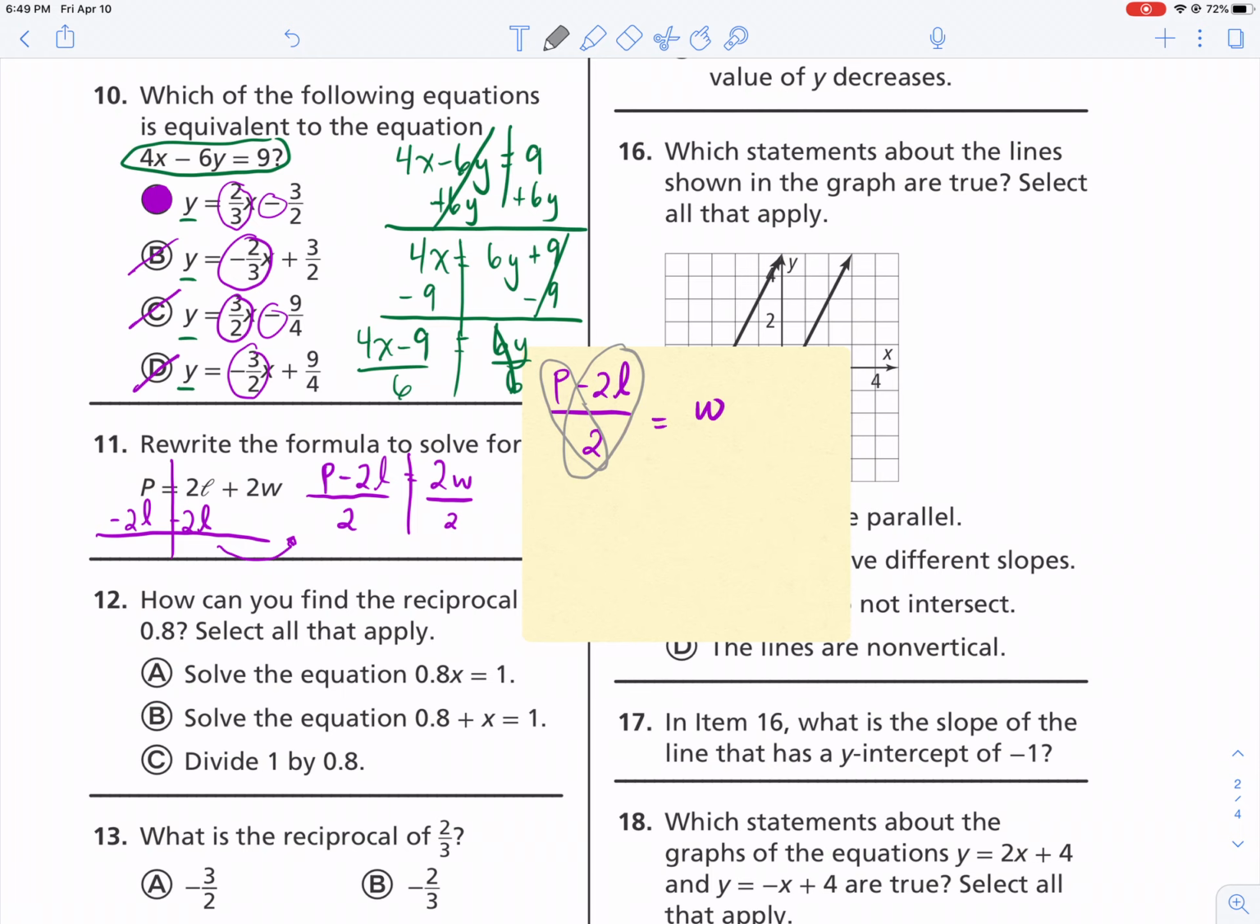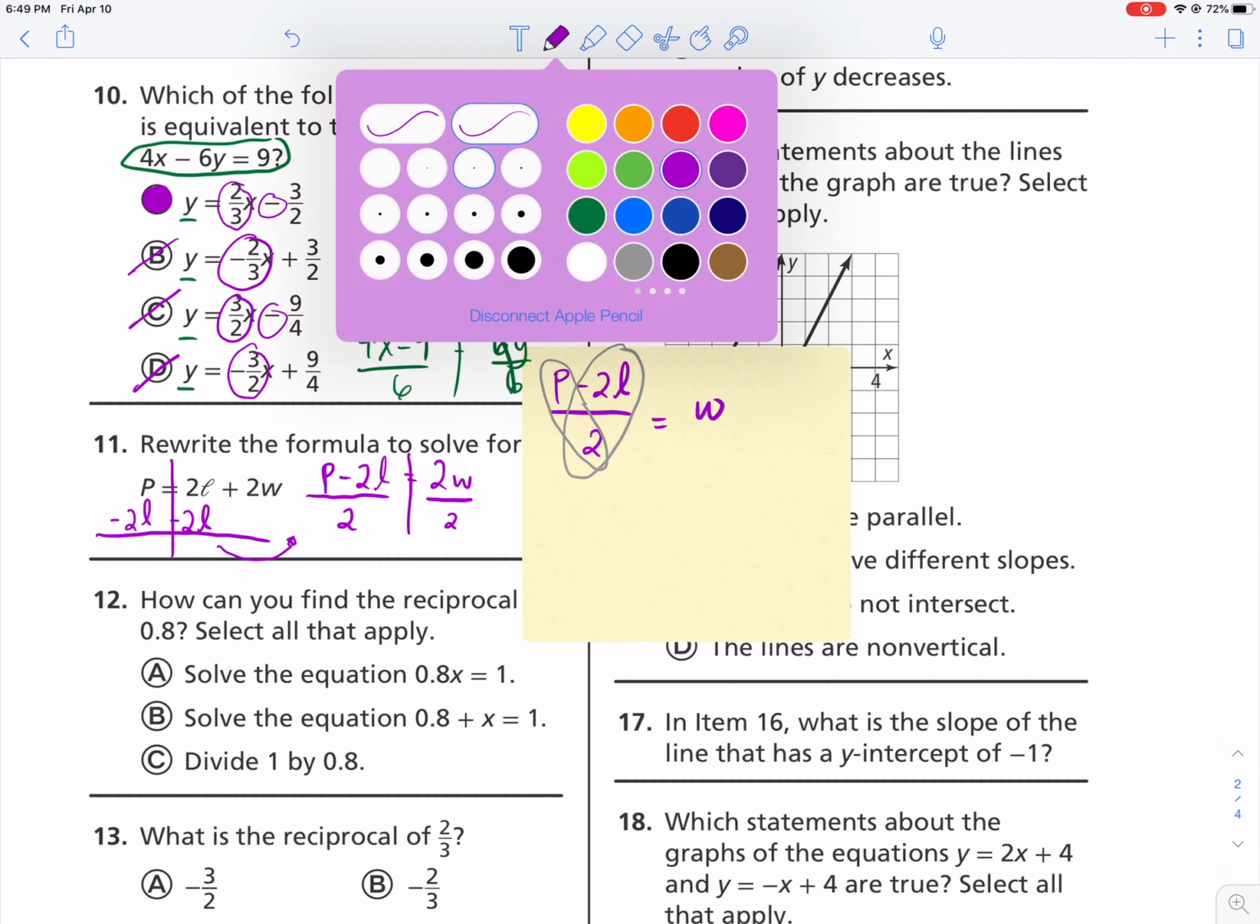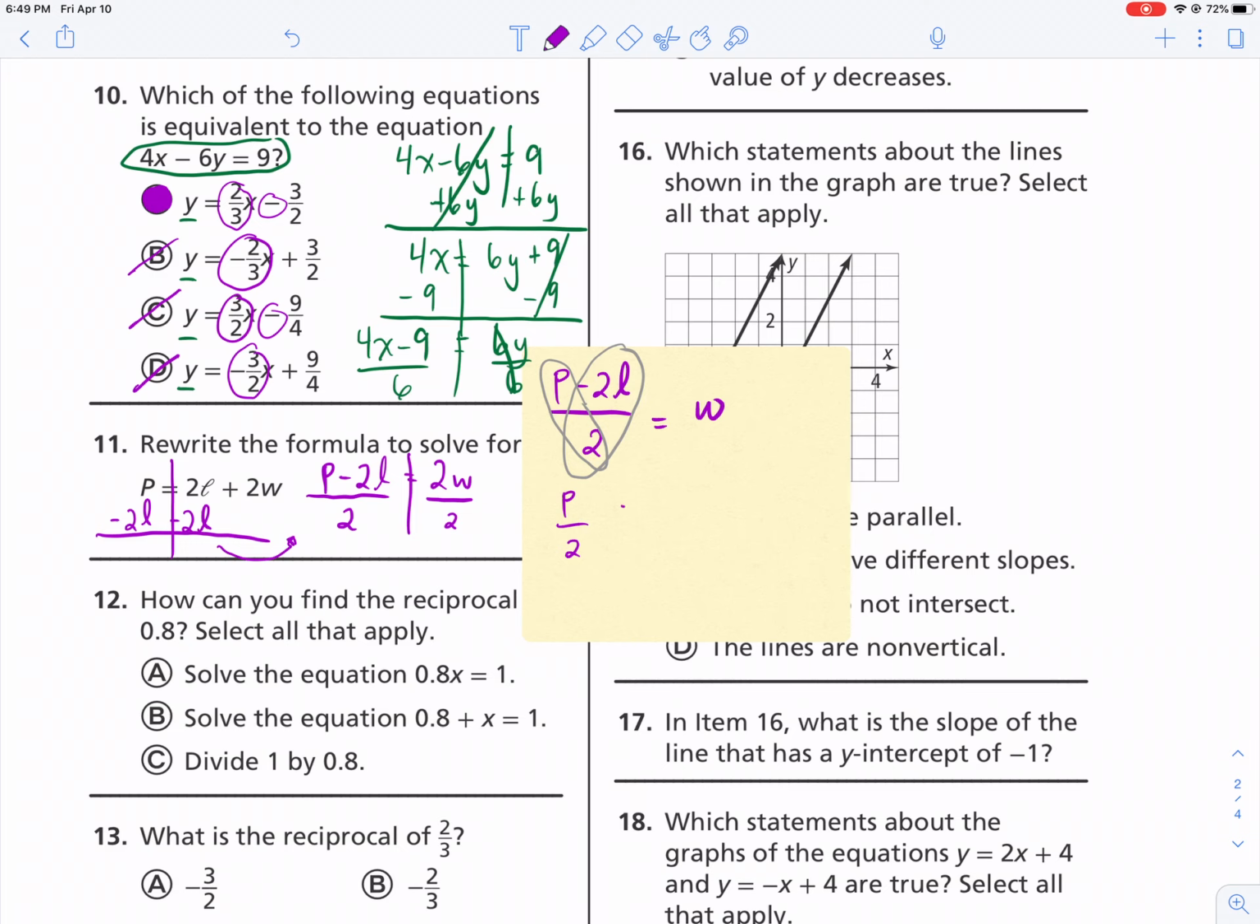So I'm going to do P divided by 2, and then I'm going to do negative 2L divided by 2, all equals W. So my P over 2 is going to stay the same, and then this 2 and this 2 are going to cancel out, so I'm going to say P/2 minus L equals W. But either of those options, generally your math teacher will take it. Okay, so that was number 11.